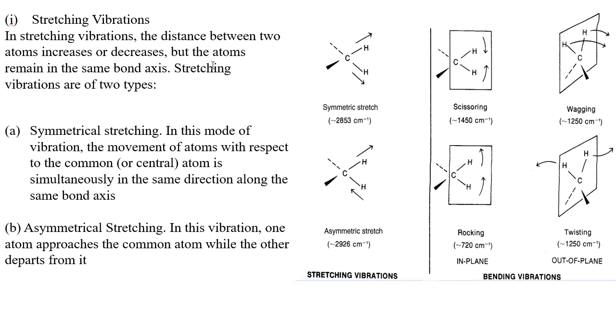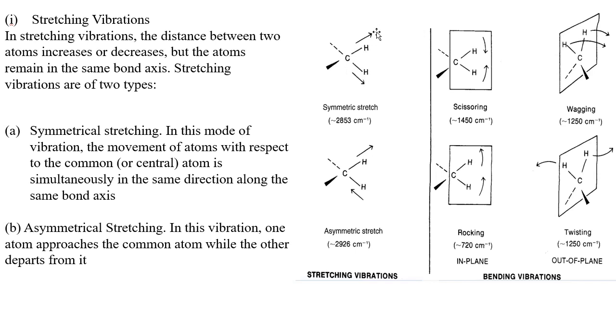In stretching vibration, the distance between the two atoms increases or decreases, but the atoms remain in the same bond axis. Such vibrations are of two types, the symmetrical stretching and asymmetrical stretching. You can see the symmetrical stretching of the CH2 group.